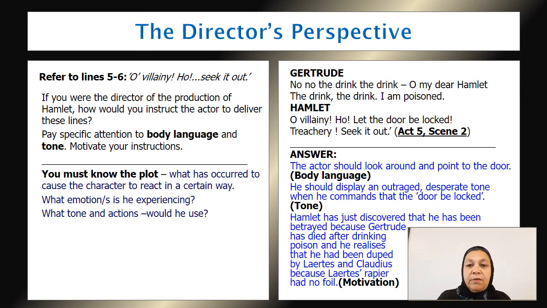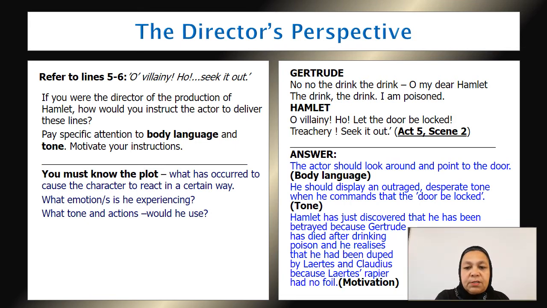So we know that in Act 5, Scene 2, a lot of action happens. There are deaths. We know that the drink Gertrude refers to is the chalice, which has been filled with poison and had been intended for Hamlet, and that had all been part of Claudius and Laertes' plot. And Hamlet obviously had just been stabbed by Laertes and realizes that he had been indeed deceived. So he wants to lock the door to prevent whoever is guilty of this deception to be trapped inside with him. So what do you need to know? You do need to know your plot. What has occurred to cause the character to act or react in this particular way?